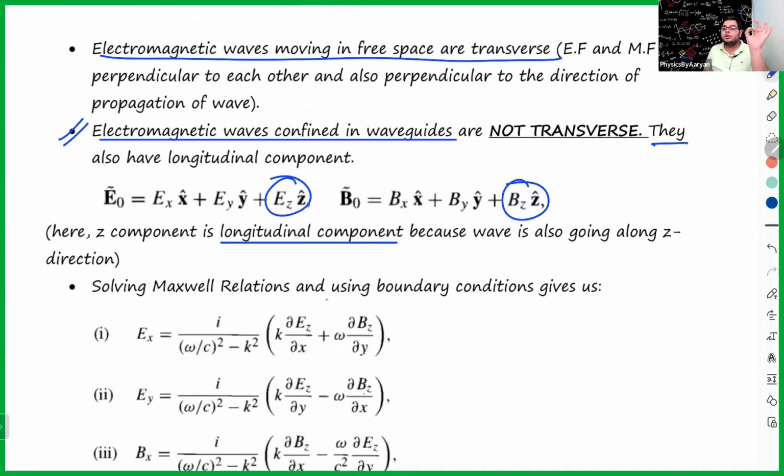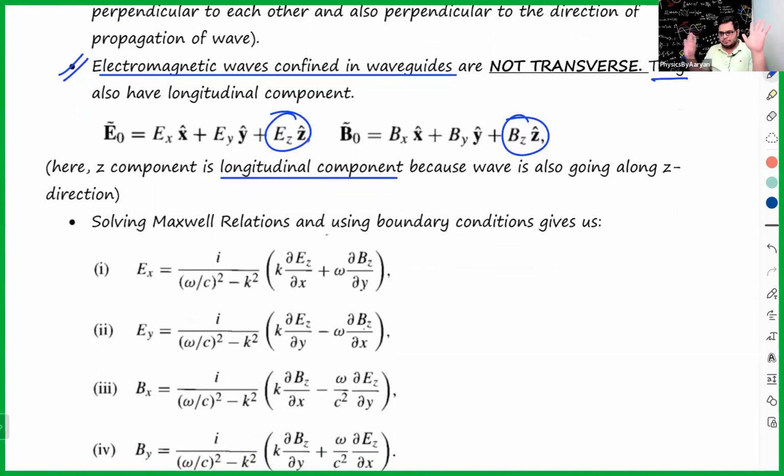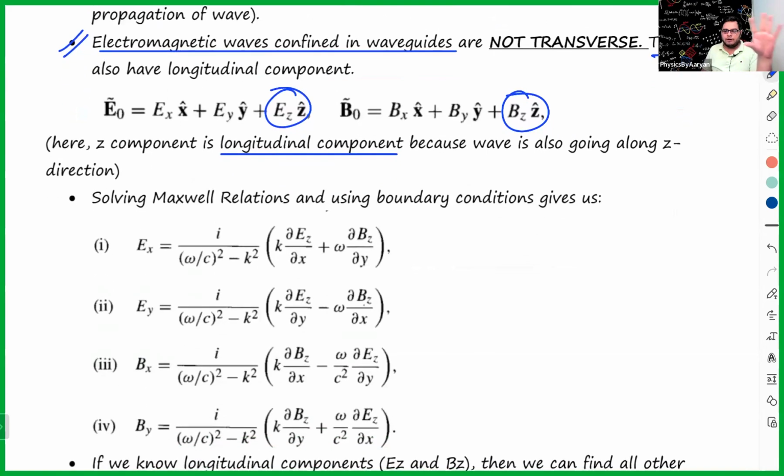These are known as longitudinal. Longitudinal means the same direction in which the wave is going. So the wave is going along the z-axis, so these z components are known as the longitudinal components. Perfect. I'm happy. If you have any question, let me know. This much is the concept.